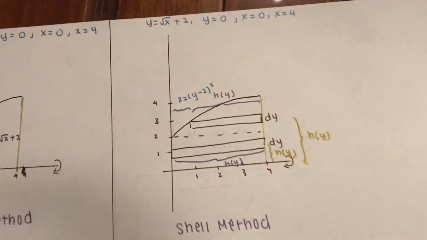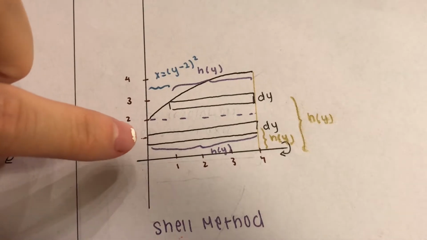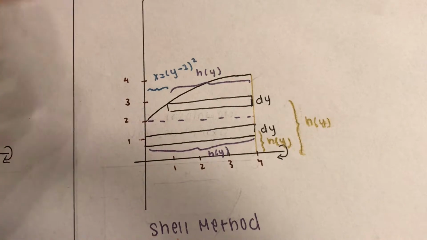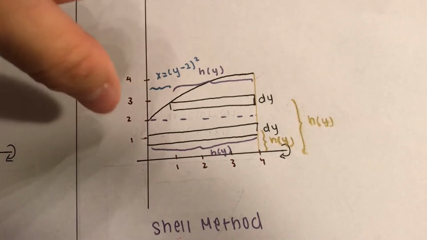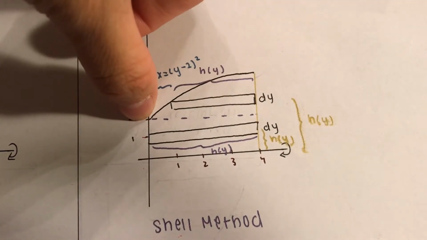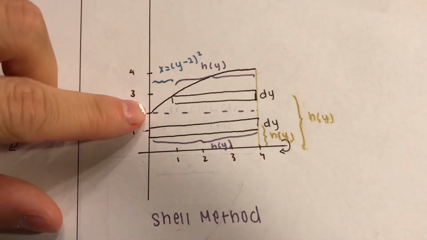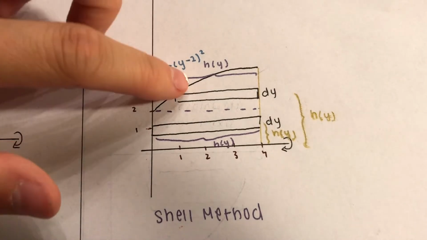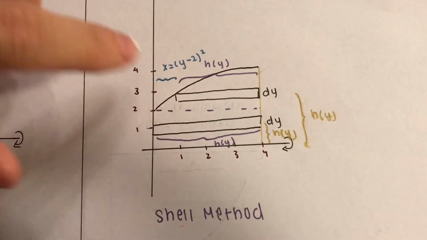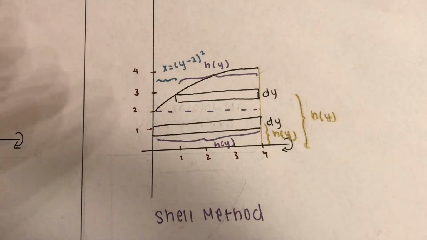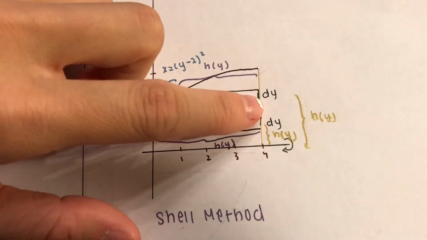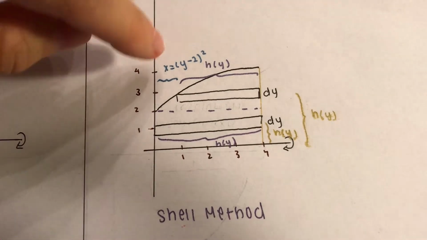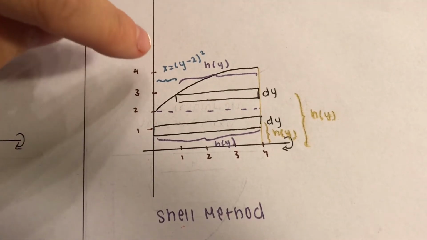But for the shell method, the rectangles have to be drawn parallel to the x-axis, which means it will be in terms of dy. In addition to that, we have to split this in half because the function starts here and ends here, which means this entire part is unaccounted for. And if we want to find the entire volume of this whole area, we would have to draw two rectangles, which means two separate integrals. And also, because this is in terms of dy, the function has to be switched around into x equals y minus 2 squared.